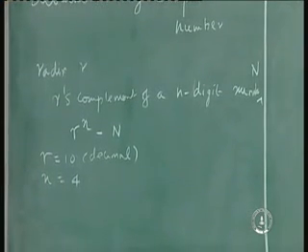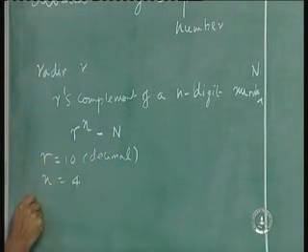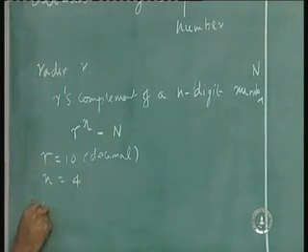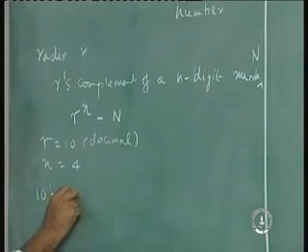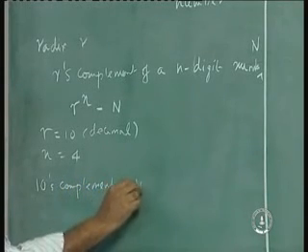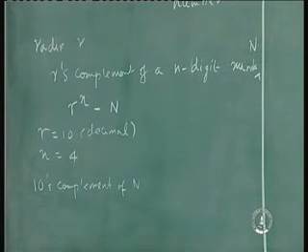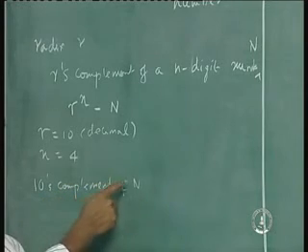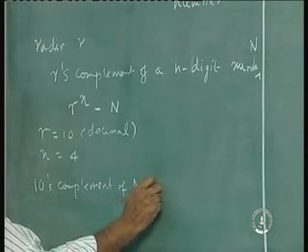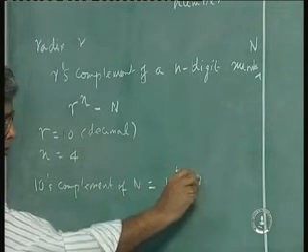There will be 4 digits. So if I represent a number N with 4 digits, the tens complement of N, which is a 4-digit decimal number, is 10 power 4 minus the number N.